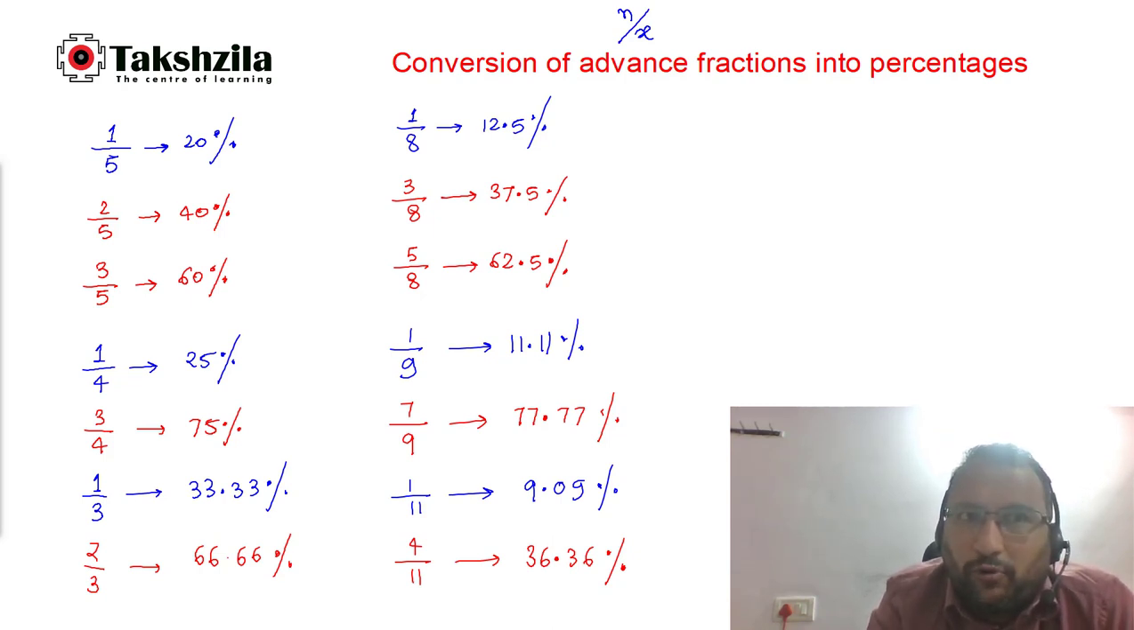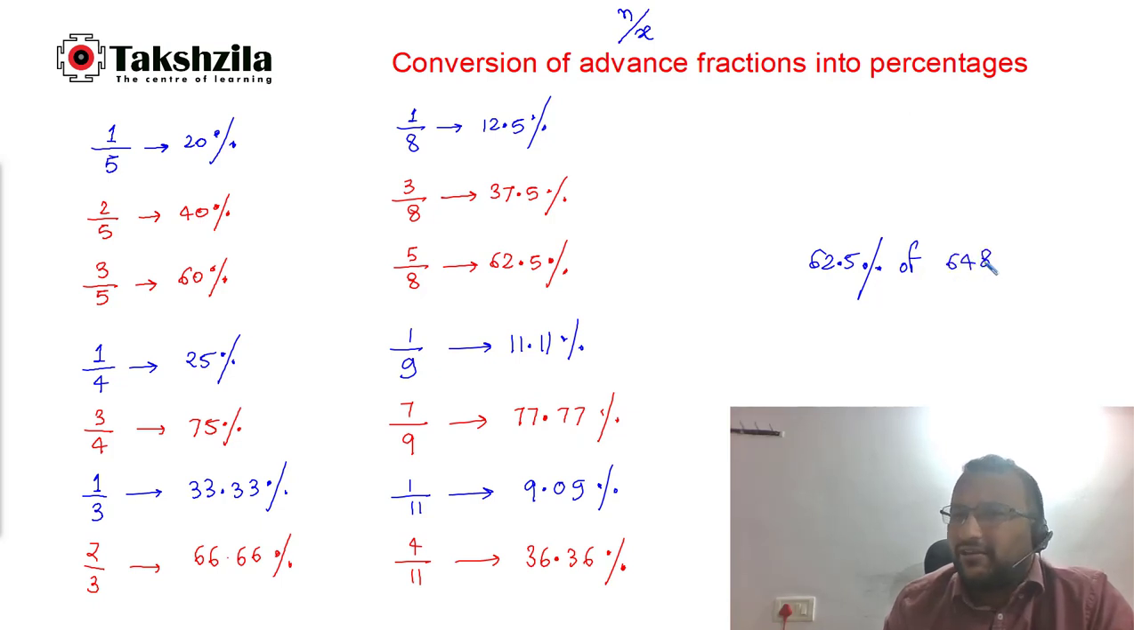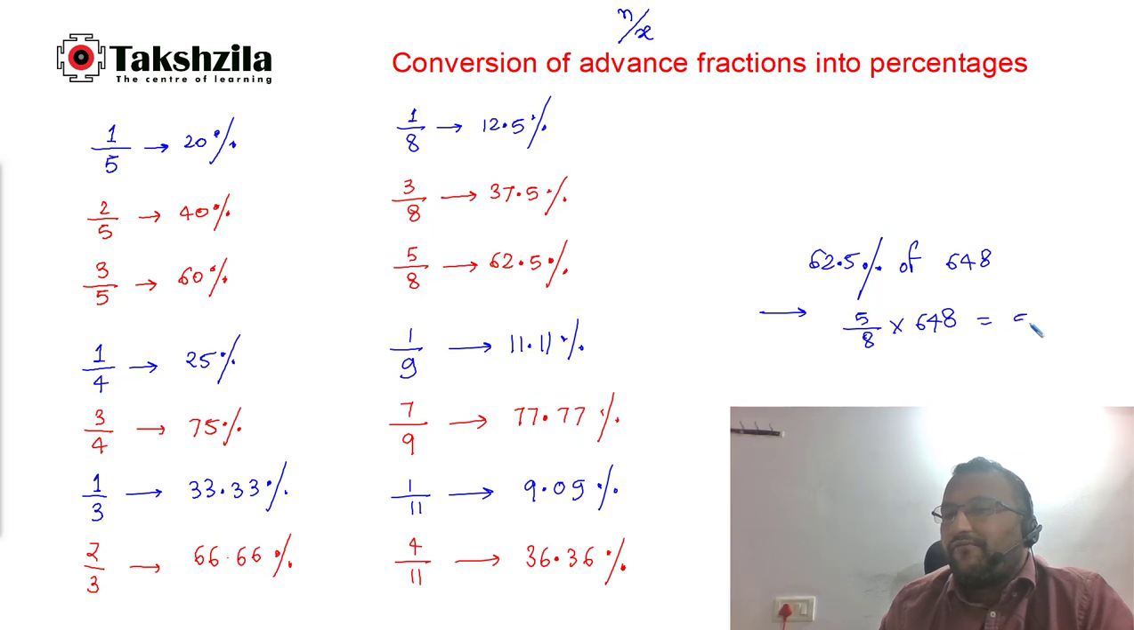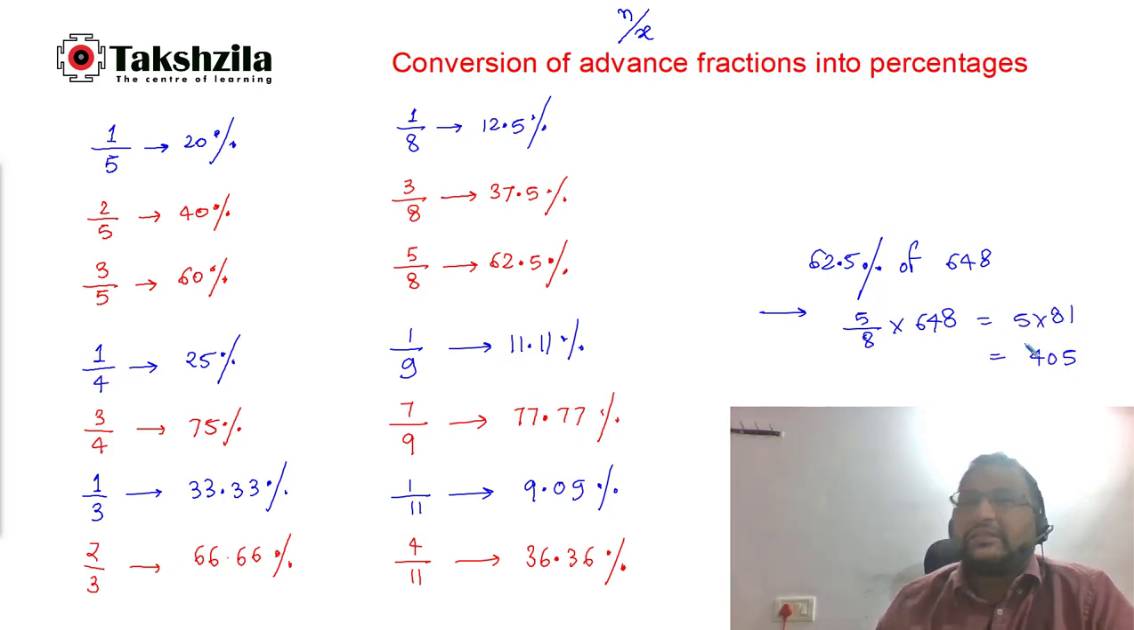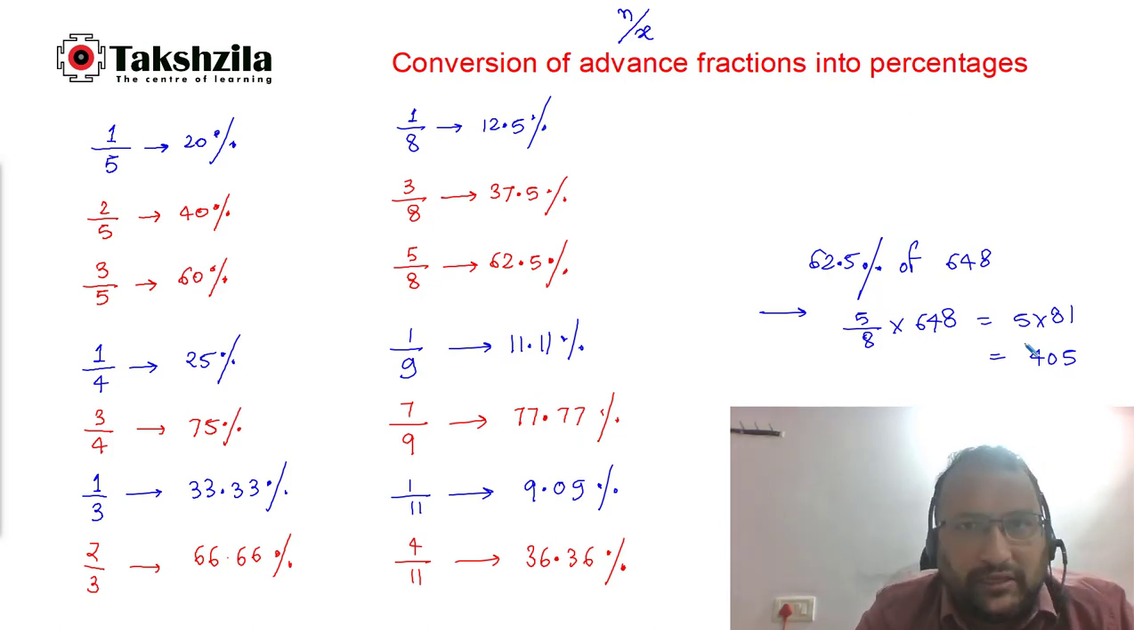If you don't remember the basic fractions, then doing these kinds of calculations will be very difficult. Now the use of this is finding 62.5% of, let's say, 648. This is again a very common type of calculation. So this is nothing but multiplying 648 by 5 by 8 simply. So this calculation is going to be 5 into 81, that is equal to 405. This is how we can use this fraction and percentage equivalent effectively.